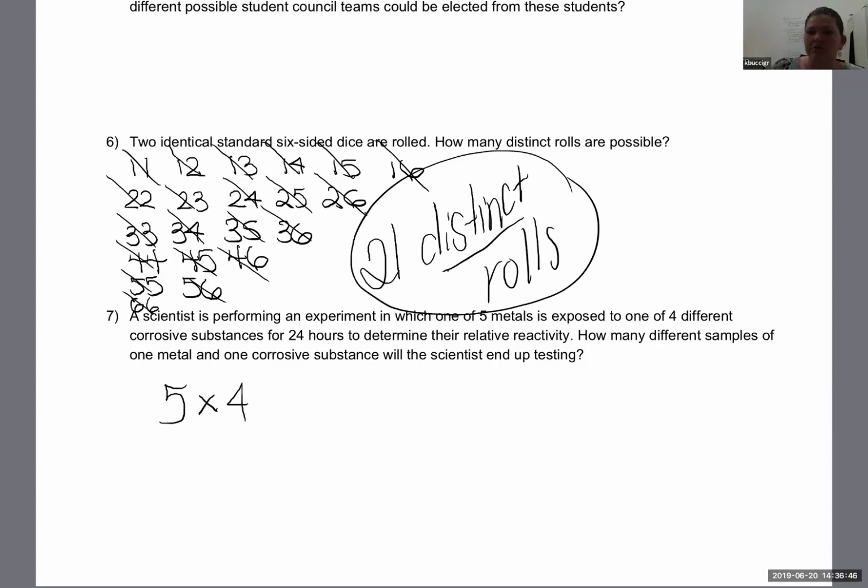Exactly. Those are totally different categories of things, and so this little shortcut will work. Okay, so 5 times 4 gives me 20 different possible samples that he's going to be testing and probably measuring some things about. Cool, then let's look at our hardest problems.